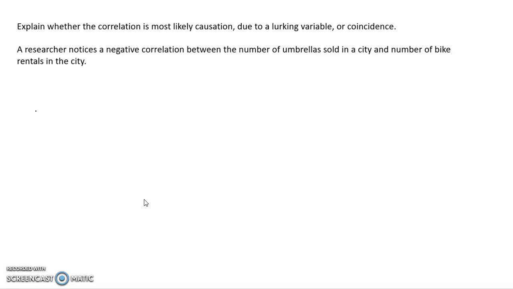What about if a researcher notices a negative correlation between the number of umbrellas sold in a city and the number of bike rentals in the city? There's really no cause and effect here, right? There's no reason the umbrella sales would go up when the number of bike rentals goes down. So we would say that this is just a correlation that is due to some kind of coincidence, because there is no lurking variable either that would directly link these two variables.